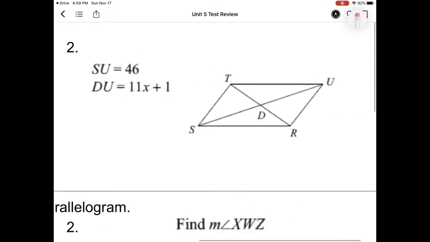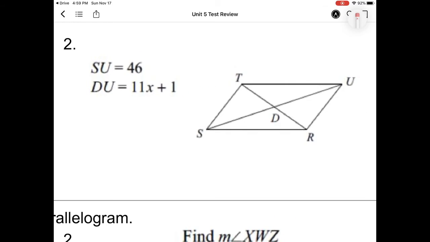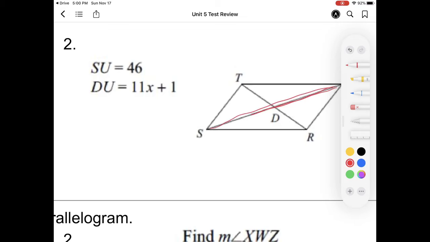All right, number 2. Number 2, we're told SU is 46. So the whole diagonal is 46. So if we divide 46 into 2 even parts, that means SD, which is half of the diagonal, is 23. And the other half, which is the DU, is also 23.